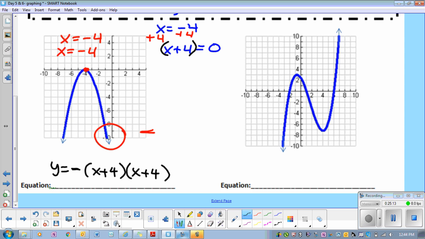Why the right arm? Because this is affected by your leading coefficient. If it was positive, that's the indicator. Do you know why the right arm is affected by the leading coefficient being negative, and not the left one?